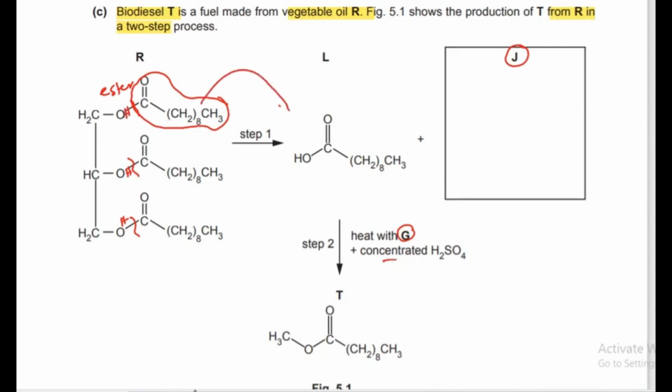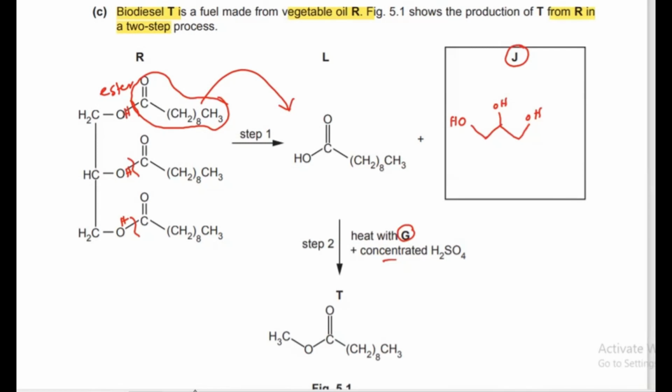You are getting three molecules, but the structure is the same. So that's why this is L, and J is propane 1, 2, 3 triol, where three alcohol groups are there. If we draw the structure of this, you must have three carbon atoms. So 1, 2, 3. One alcohol is here, one alcohol is here, and the third alcohol is here. So this is propane 1, 2, 3 triol.